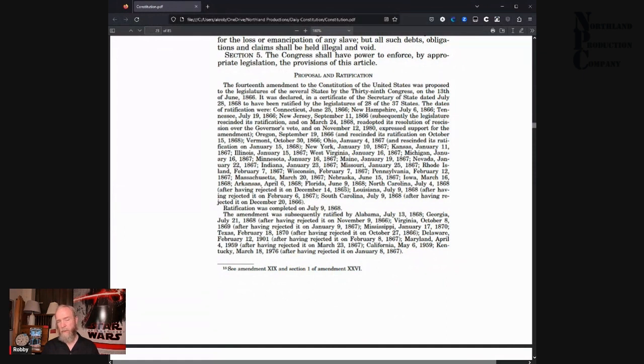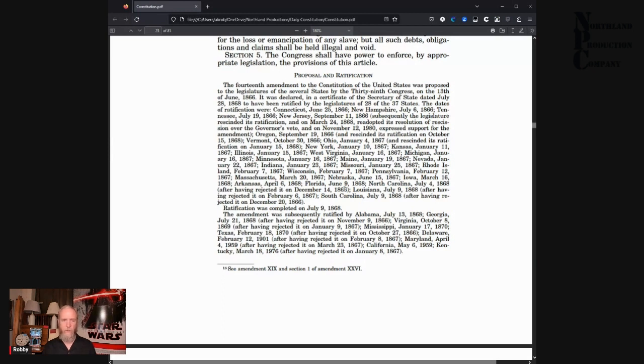You got to figure, 1800s, so 66 years into the creation, we had the Civil War, we had the separation of the states, and then the reunification of the states, all in that 6-decade, 7-decade span there. So a lot happened. It was declared in a certificate of the Secretary of State dated July 28th, 1868, to have been ratified by the legislatures of 27 of the 37 states.